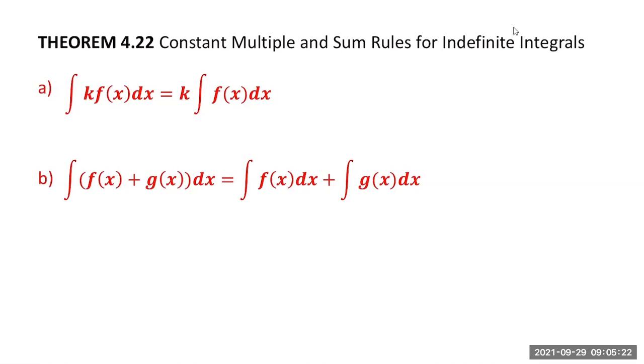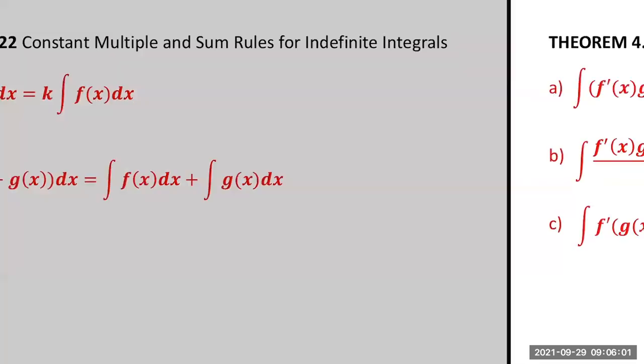And then the sum rule. If we have a summation of two functions, f of x plus g of x, the indefinite integral of that summation is the sum of the indefinite integrals of each function. The indefinite integral of the first function plus the indefinite integral of the second function. You can think of this as you distribute this integral sign inside the parentheses. You take the indefinite integral of the first function plus the indefinite integral of the second function. It is similar to a distribution. All right, let's move on.